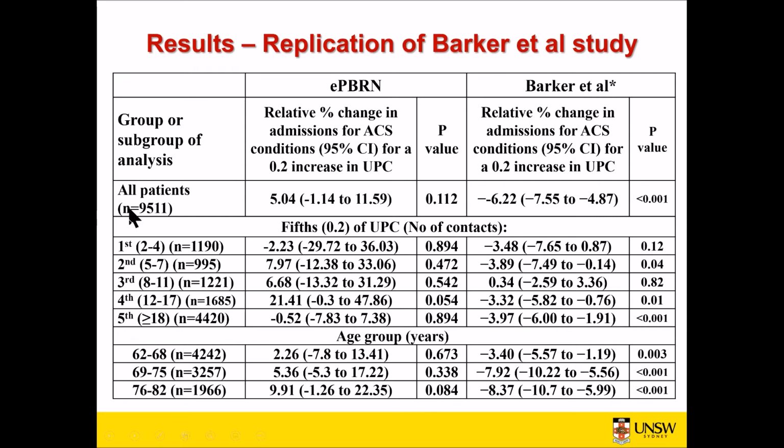I just want to quickly explain this table. This table broke down the number of GP visits. Essentially, in the first, second, third, fourth, and fifth, it's broken down by the number of visits to the GP, with the UPC index, and here we can see an increase of 0.2 of UPC. In the Barker et al. study, there's a number of groups that had a significant difference when there was an increase of 0.2 UPC, right? So in the second, the fourth, and the fifth, we did not observe any of that in our data set.